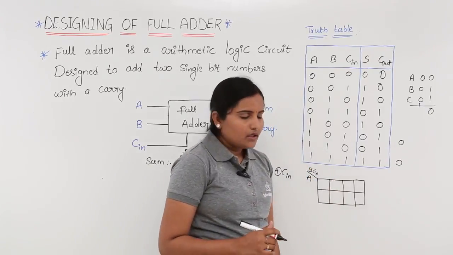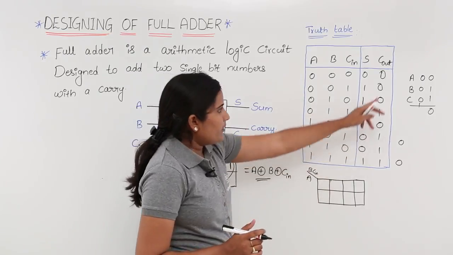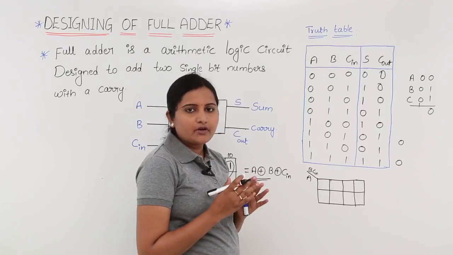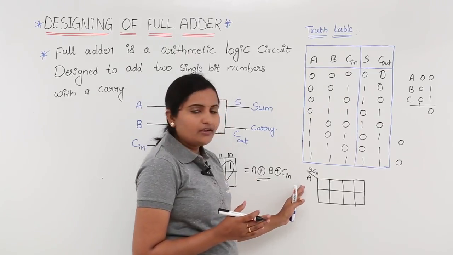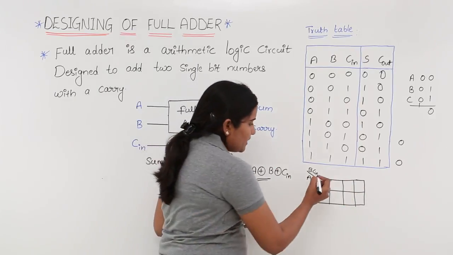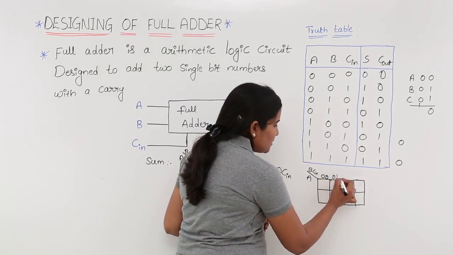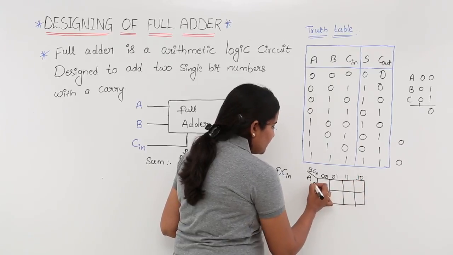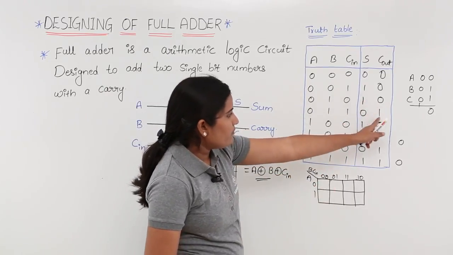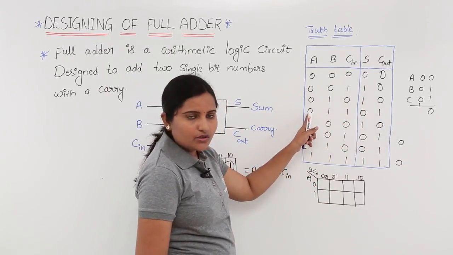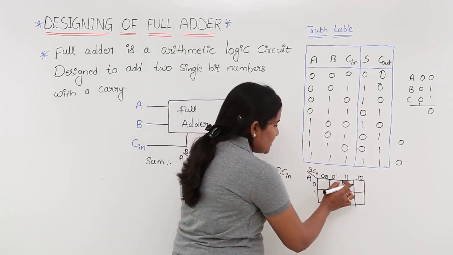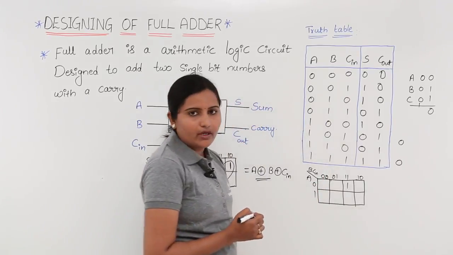Now see here, when you are deriving the expression for carry out, you need to see where carry out is equal to 1, and there you need to put ones. So here I am writing the combinations 0 0, 0 1, 1 0 and 1 1. Here the combination is 0 1. So now here 1 is there at A equal to 0 and BC equal to 1 1.